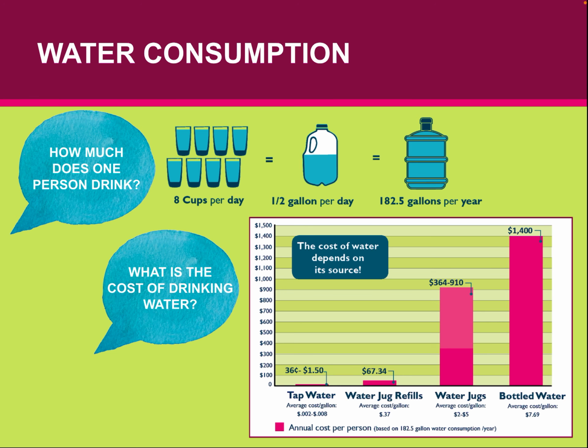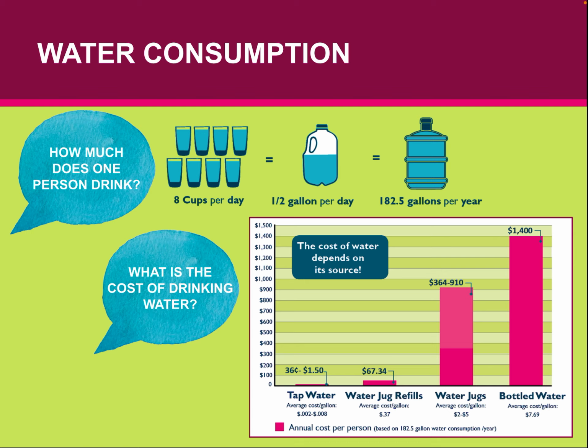So when we talk about water consumption, we're talking about the specific consumption made by households or individuals within households. So how much does one person drink? Well, the recommended water consumption is about 8 cups of water per day, which is equivalent to half a gallon per day. Half a gallon of water drank by each individual person adds up to 182.5 gallons of water drank per year.